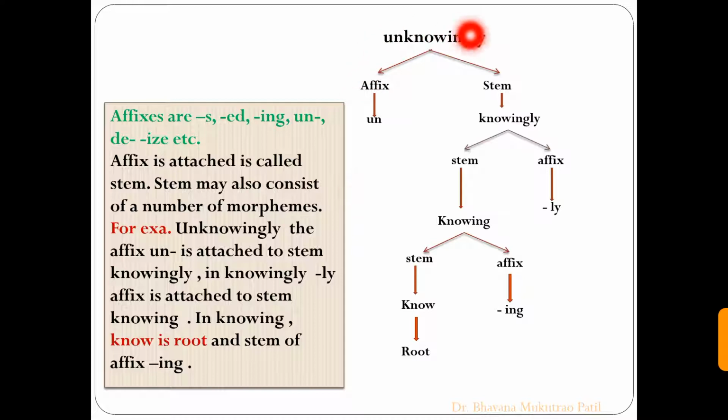So in this way I analyse the word unknowingly. Know is the main word, that is a root. In unknowingly, the affix un is attached to the stem knowing. Then in unknowingly, ly is an affix attached to the stem knowing. And in knowing, know plus ing. Know is a free morpheme and ing is a bound morpheme. So in this way you can understand how the analysis is done.